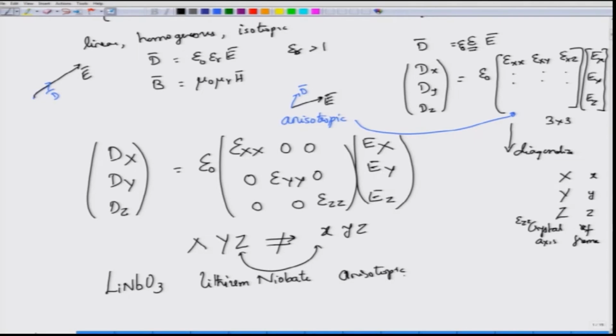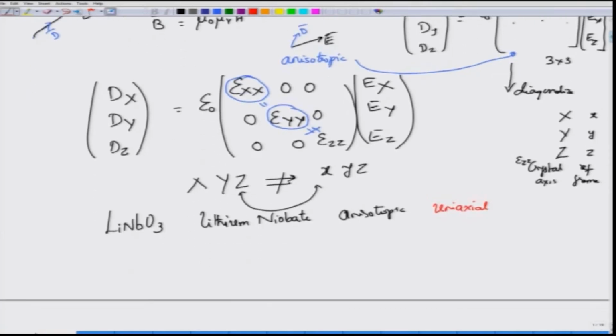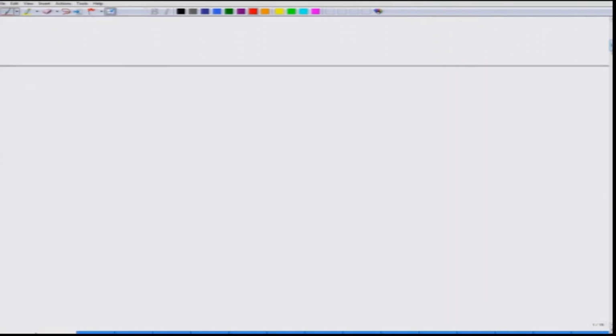Out of this anisotropic crystal, there exists one more special crystal. If epsilon xx is equal to epsilon yy, but this is not equal to epsilon zz, then such a medium, which is described by this particular scenario, is called a uniaxial material or uniaxial crystal. This is about the material properties.